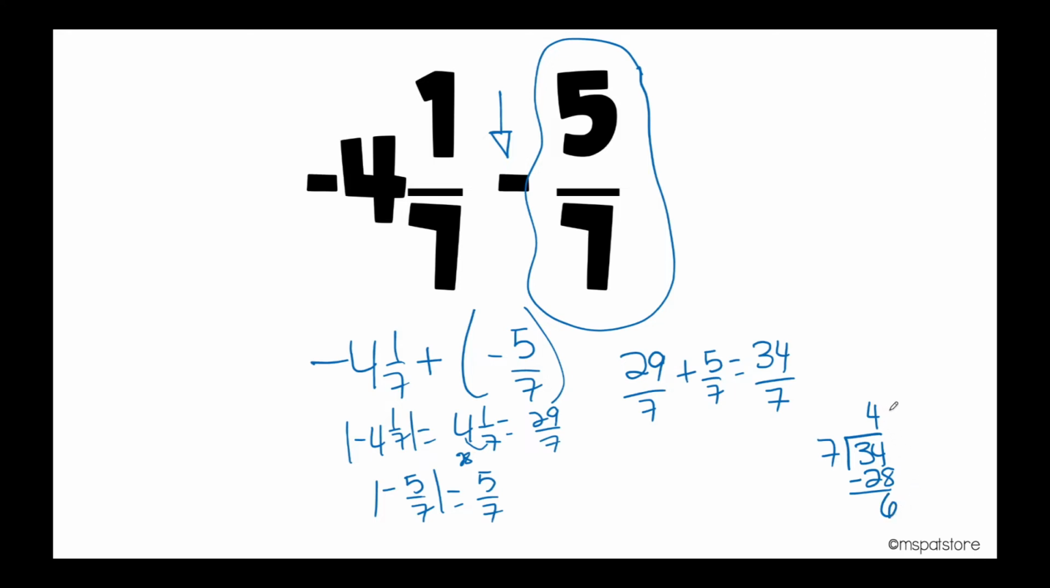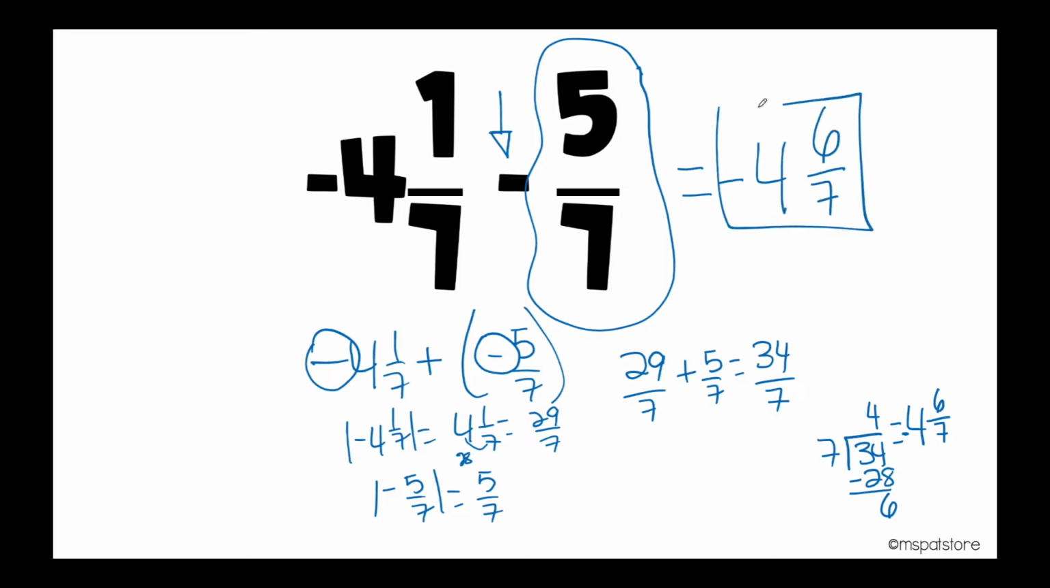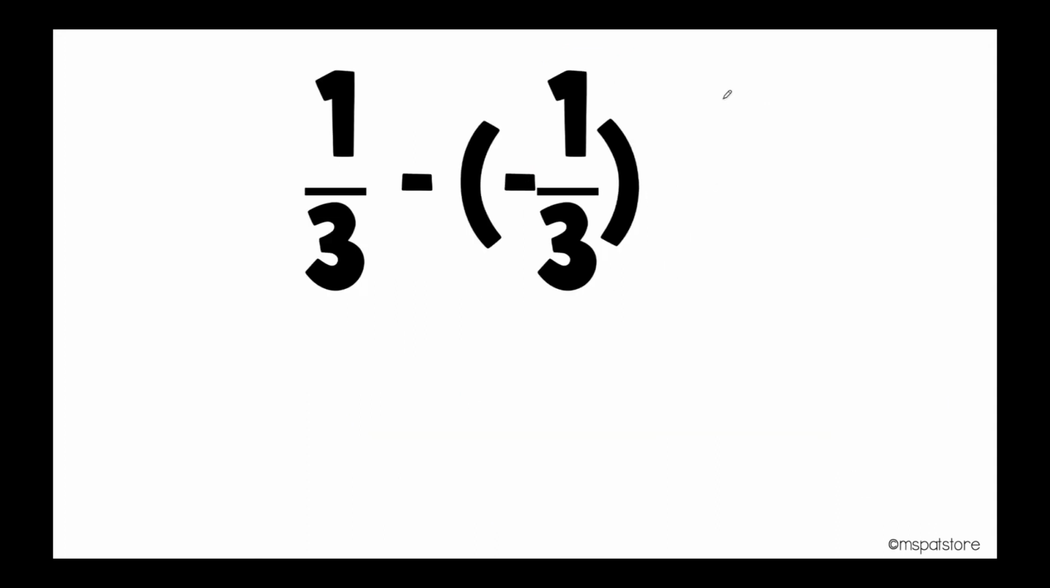So here is my new mixed number. This is a whole number, 4. This is my numerator, 6. And my denominator will stay the same. As they both have the same sign, I will keep the same sign. So my answer, let me write it down here so you can see better. It will be negative 4 and 6/7. Pause the video and try to do this one by yourself.